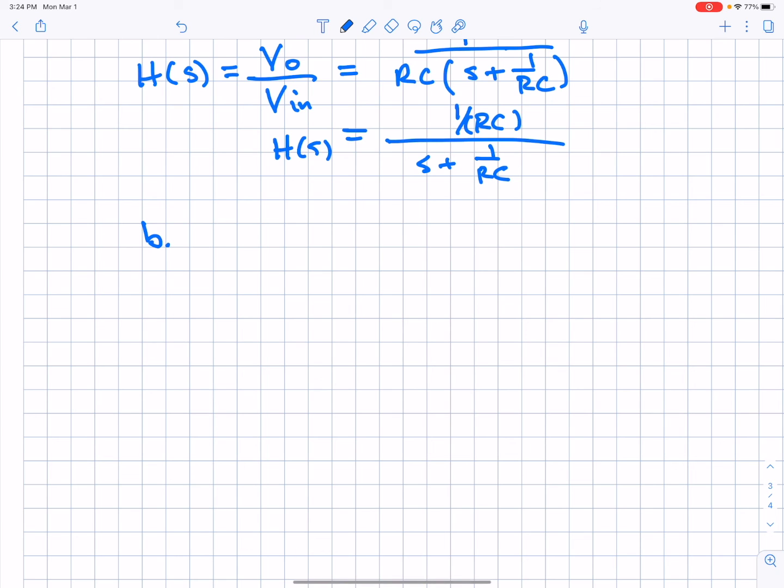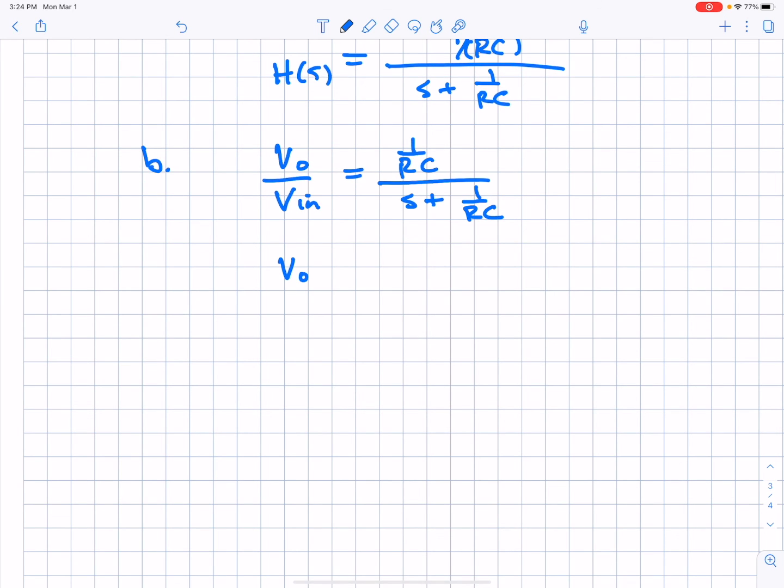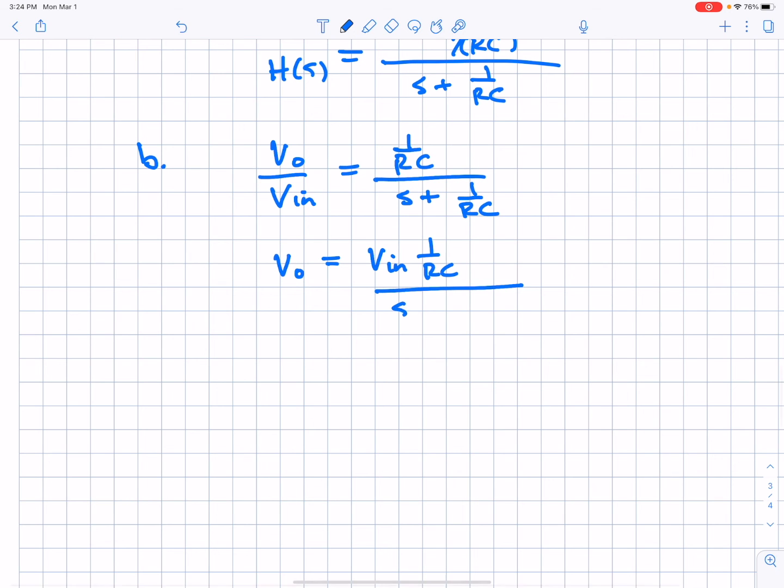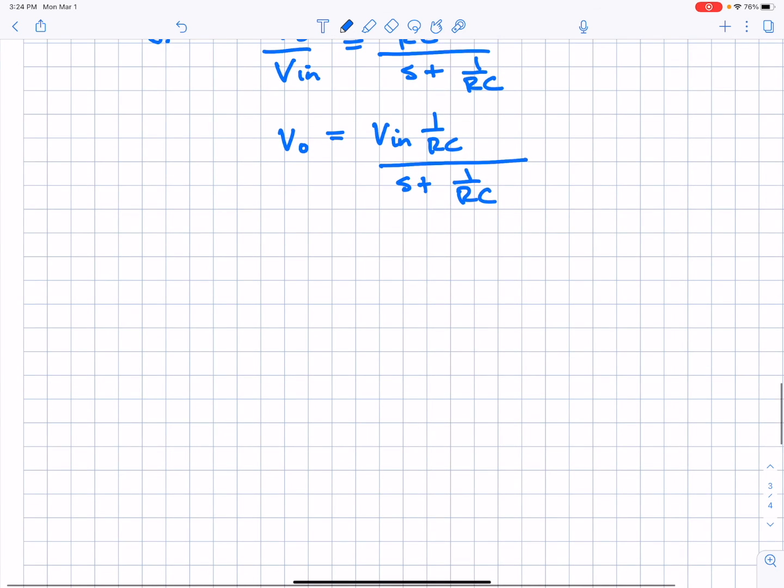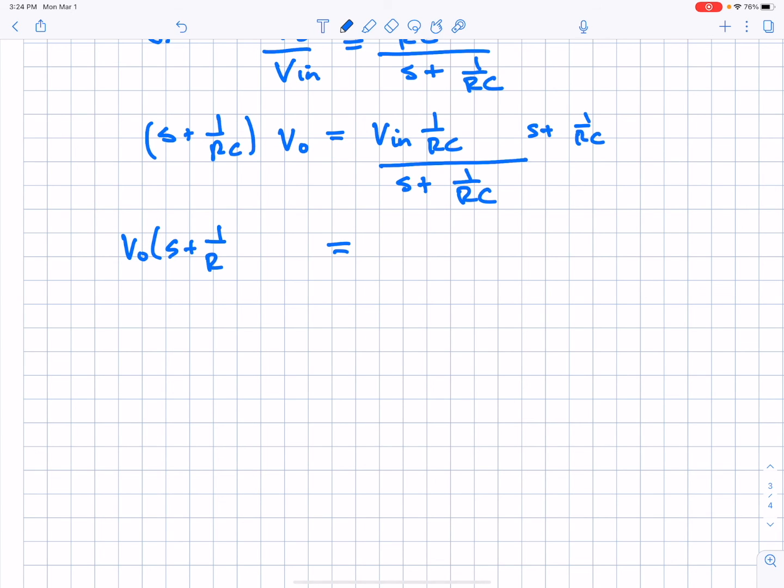For part B, we're going to take our transfer function, and we know that Vout over Vin is 1 over RC over S plus 1 over RC. I can multiply both sides by Vin, and then multiply by the denominator, S plus 1 over RC, on both sides. I would get Vout times S plus 1 over RC is equal to, these cancel, 1 over RC Vin. All of these are Laplace variables.